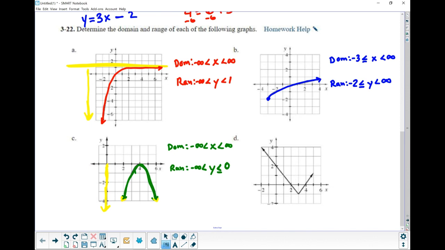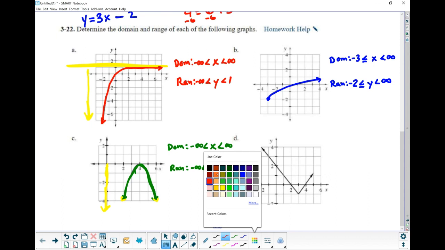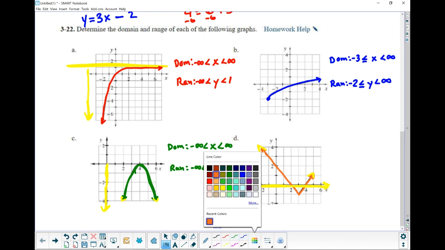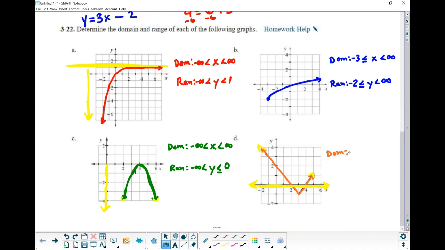Okay, and the last one, we'll do orange. Here's your graph. It has an arrow going to the left and up, and then it has a corner, and then it has an arrow going to the right and up. Okay, so for your domain, how far on your x does it go? Well, it's going to keep going in that direction, which means it's going to keep going to the left. So that means it's going to be negative infinity, and it has this arrow right here, which means it's going to keep going to the right, which means positive infinity. So your domain is going to be all x's, which is greater than negative infinity and less than infinity.